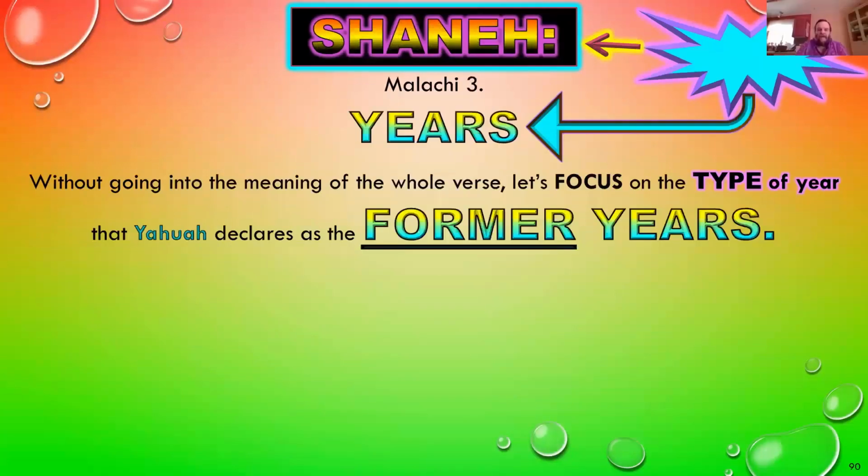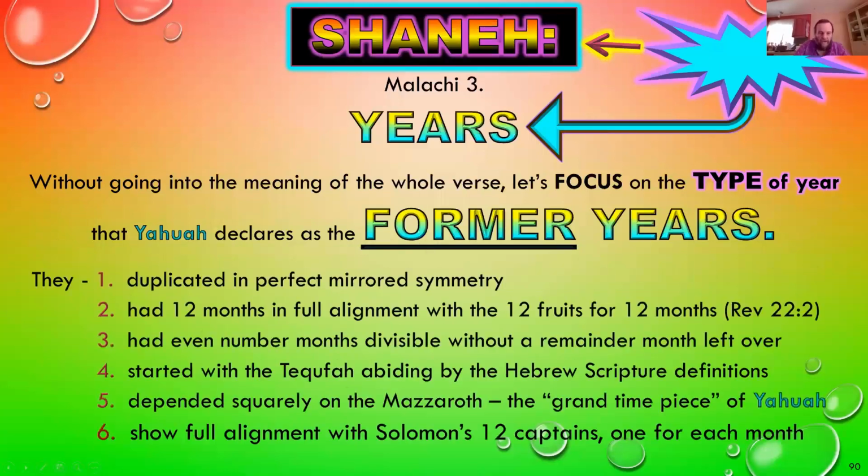Okay, we're looking again at Malachi 3 on the Shaneh years. Without going into the meaning of the whole verse, let's focus on the type of year that Yahuwah declares as the former years. These former years will duplicate in perfect mirrored symmetry. The former years had 12 months with full alignment in the 12 fruits for the 12 months found in Revelation 22:2. The former years had an even number of months divisible without a remainder month left over. That eliminates a 13th month in a lunar year, and that eliminates the lunar year totally.